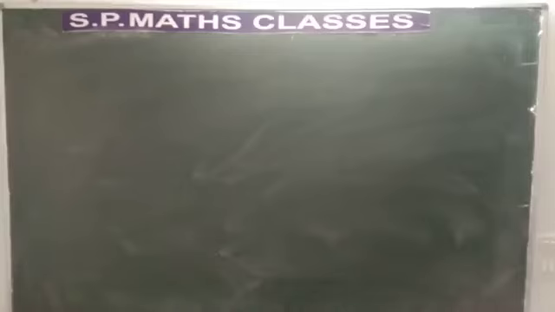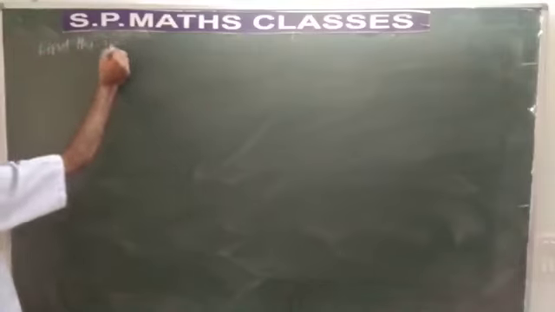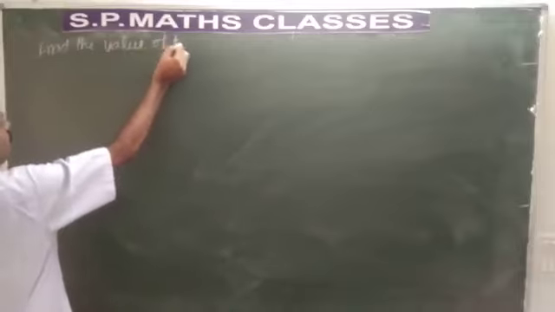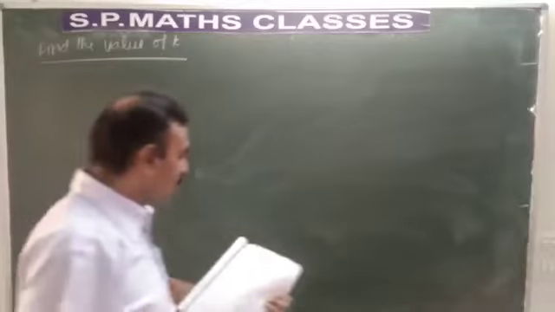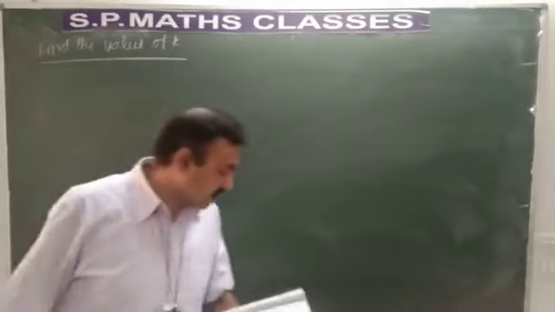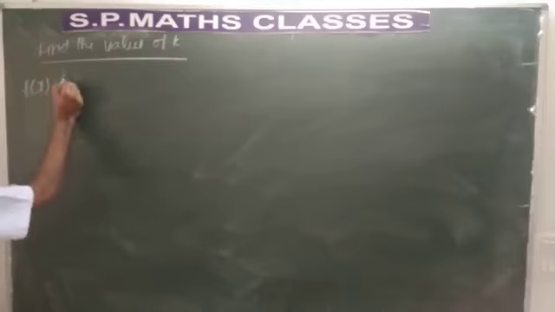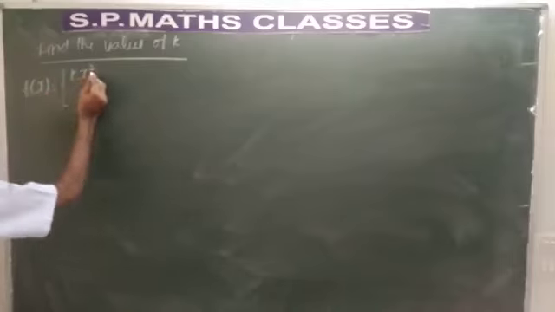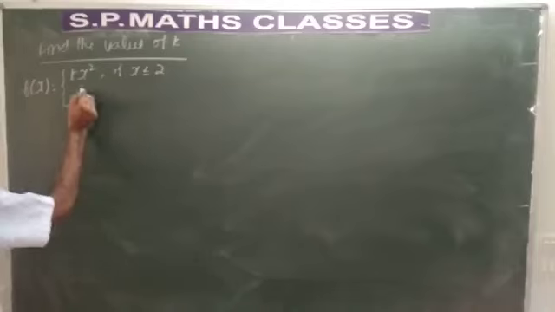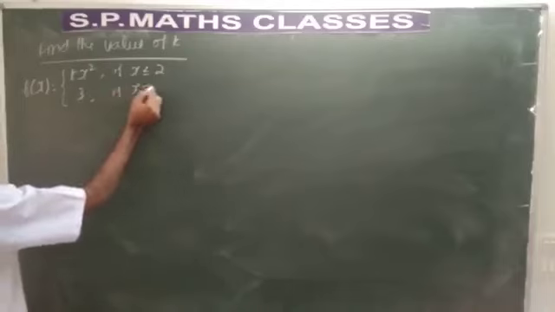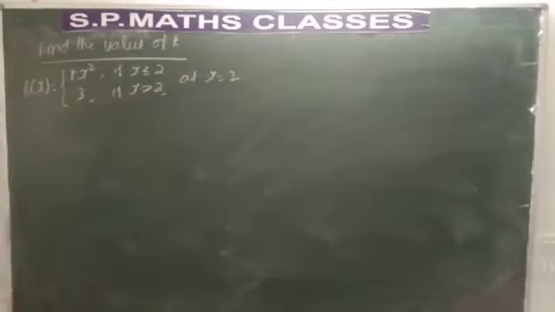It is given, find the value of k so that the function f is continuous at the indicated points. Let us consider f of x is equal to kx squared if x is less than or equal to 2, and 3 if x is greater than 2, at x is equal to 2. You have to find the value of k.